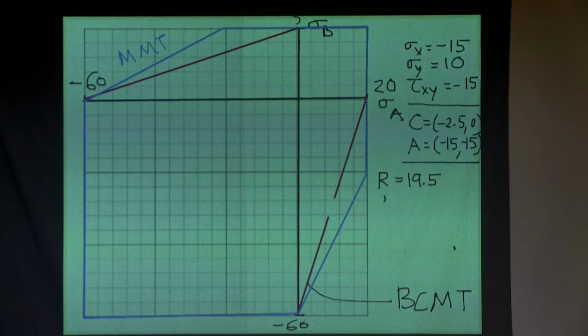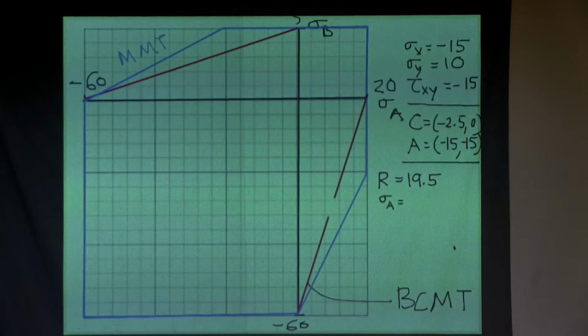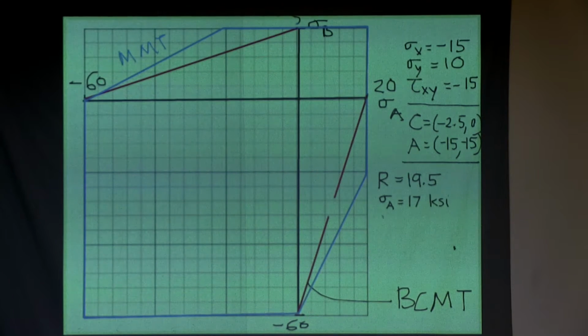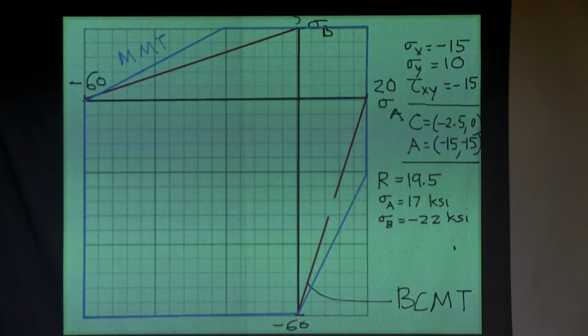Therefore, the two principal stresses from the Mohr circle: sigma A, the larger one, will be on this side, 17 kpsi or ksi, and sigma B will be negative 22 kpsi or ksi. And that's what we'll use to plot on here.